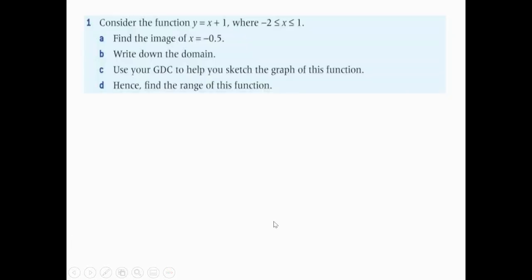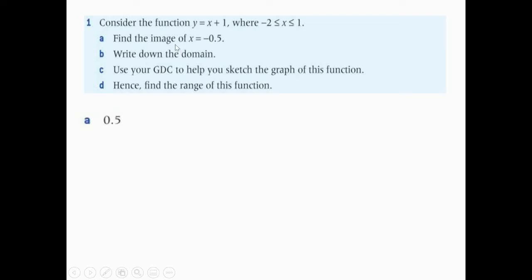Awesome. So now we have this function here, and it says this function exists only for these x values. Okay, so find the image of x equals -0.5. Image means when you put an input in, the image is like your output. So what's the output when you put that in? Okay, great. If you put -0.5 in here, you get an answer of 0.5 for y.